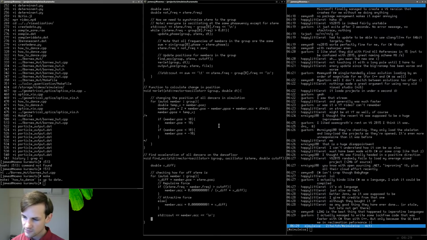I actually managed to write some lock-free code that was faster with C# than C++, but only because GC beat me in reclamation performance. GC, what is GC? The new compiler? Is that what we're talking about here? Okay, what do we have then?